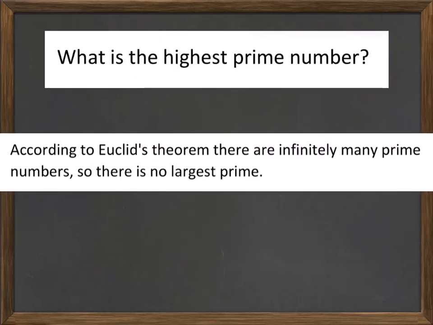Well, according to Euclid's theorem, there are infinitely many prime numbers, so there is no largest prime. In fact, some people dedicate their whole PhDs. They spend years and years trying to find the largest prime number. If you Google what is the highest prime number, it will tell you, but it will also put a date by that because people are still looking for larger and larger prime numbers. They're still doing all this work and research.